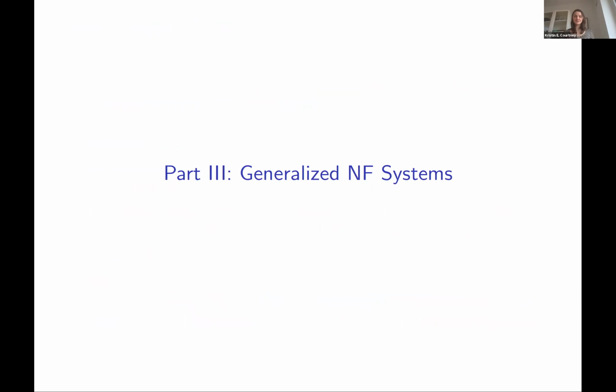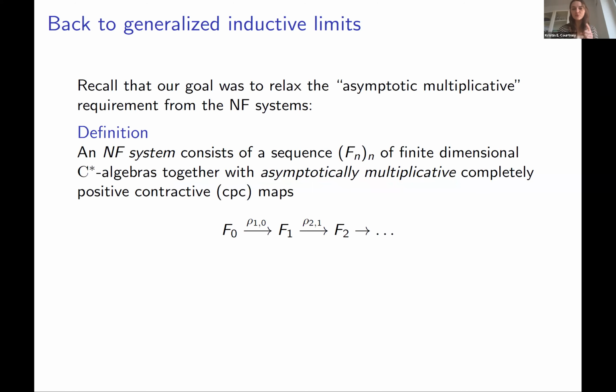Okay, so let's take all this extra structure and take it back to generalize the notion of the NF systems. First of all, apologies to Wilhelm. I'll mention that this is a working title and we have not agreed on any titles for these systems.